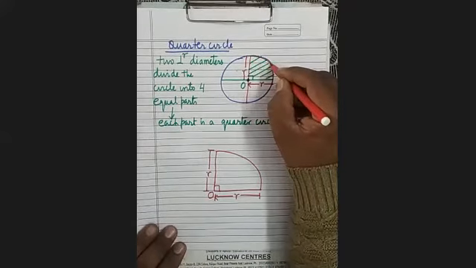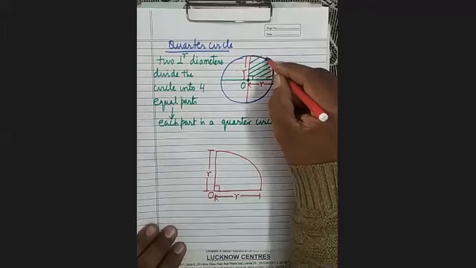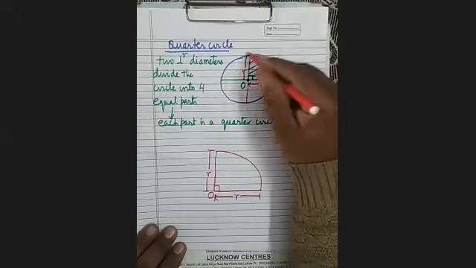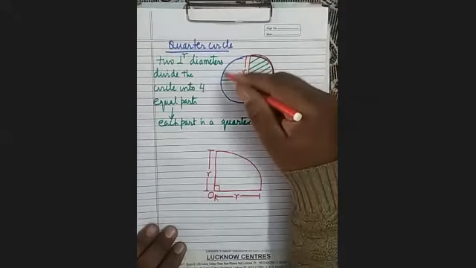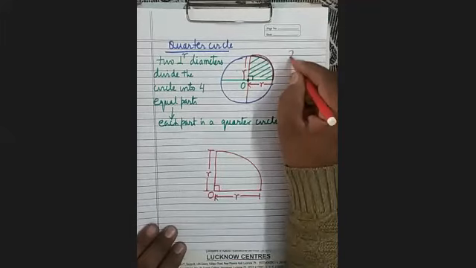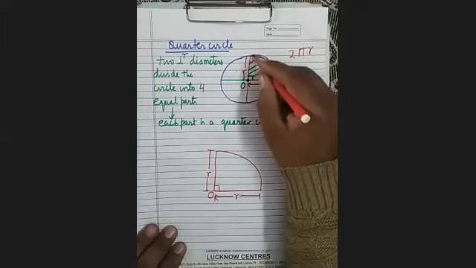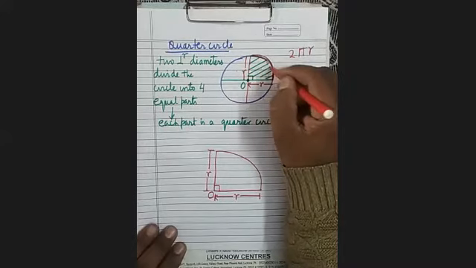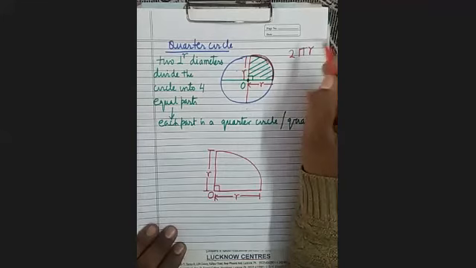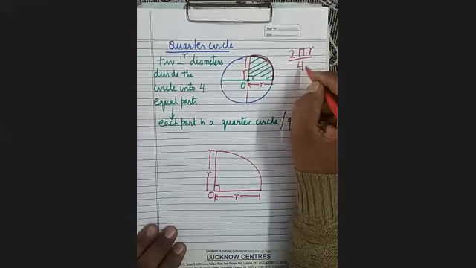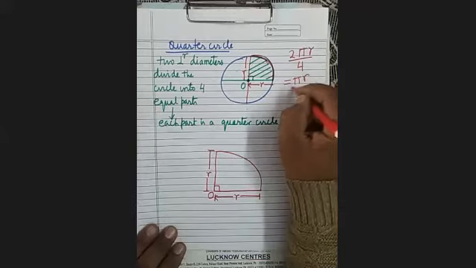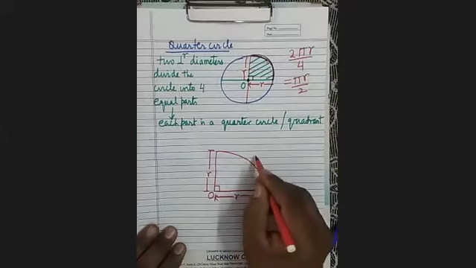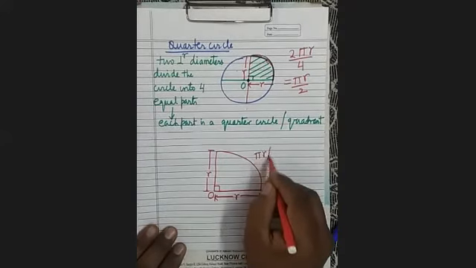ये लेंथ कितनी होगी जिसको हम ये ट्रेस कर रहे हैं, ये लेंथ कितनी होगी. तो देख लो, तुमको पूरा मालूम है कितना है. Whole is 2 pi r, and this part is only 1/4 of the whole. So 2 pi r upon 4 means it will be pi r upon 2. Means what will be the length? This length is pi r upon 2.